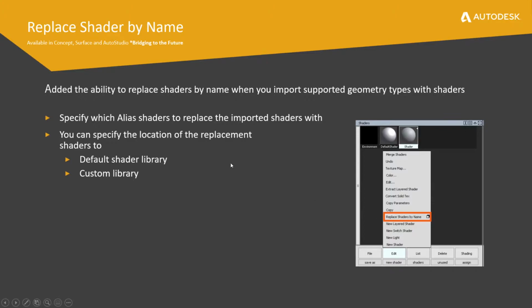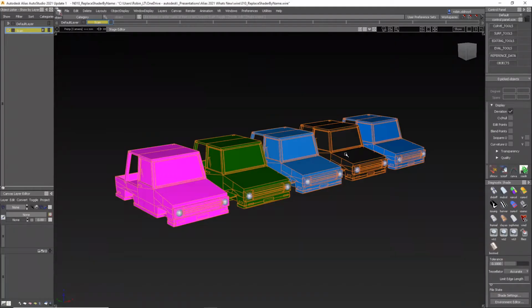We're going to have a look at that in a second. And this allows us to replace shaders by name from a library that already exists, so a default shader library or a custom library that we've added into the Viz panel on the right hand side. So let's go and have a look at that.